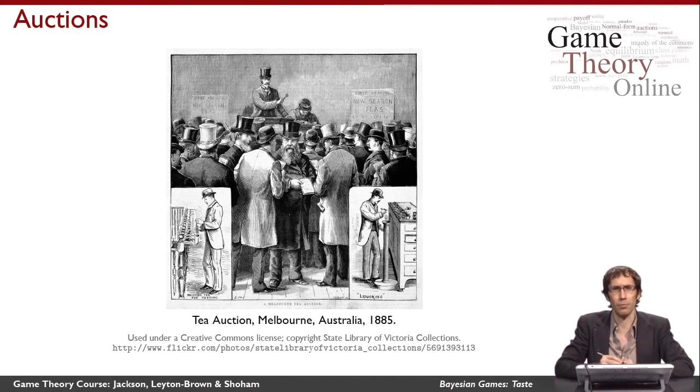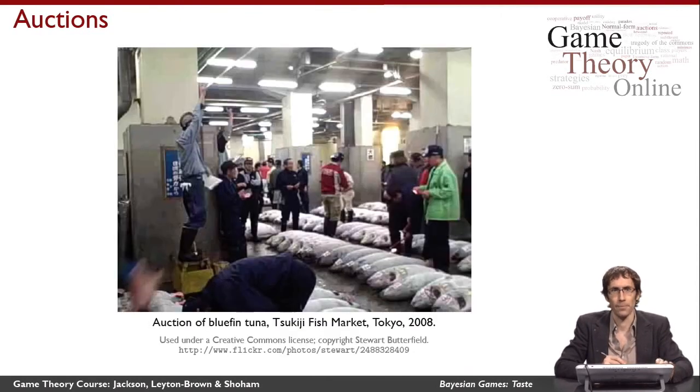But auctions are a really practical thing. They really are quite important in the world, and they're used for a lot of different things. Here's an example of a much more modern auction. This is an auction of bluefin tuna at a fish market in Tokyo, and you can see this is from 2008. Auctions are used to sell fish because fish spoil quickly and their value changes quickly. And so it's important to find a way of determining what the prices should be on a day-by-day basis.